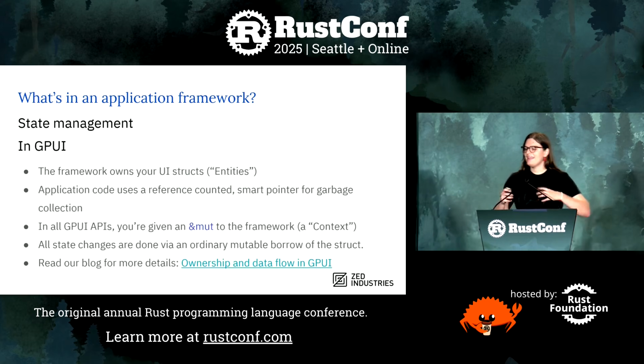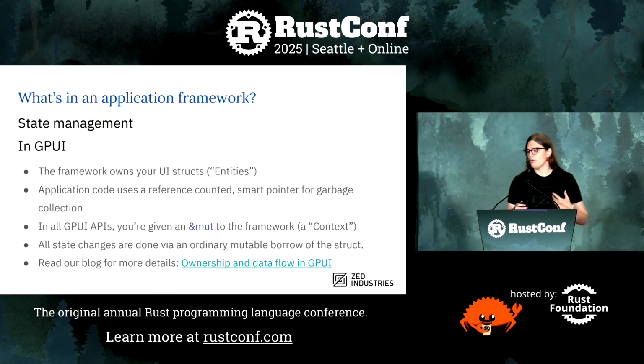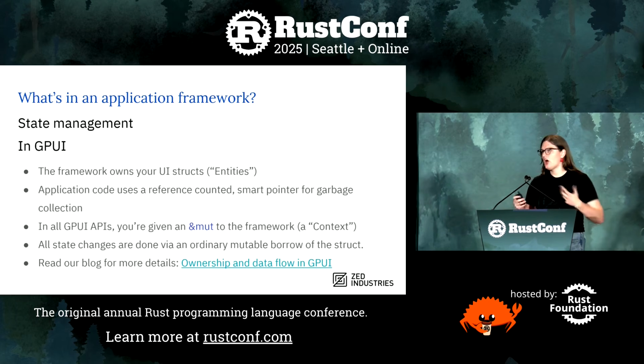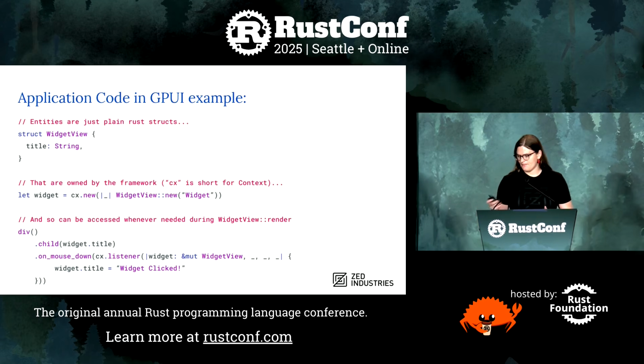GPUI solves this by taking ownership of your state and turning it into an entity. Entities can only be mutated through a mutable borrow to the framework. We call these a context, or cx for short. With entities and contexts, GPUI can provide a simple mutable borrow to your state whenever you need it. And if you want to hear more about this, I recommend the link in the slides.